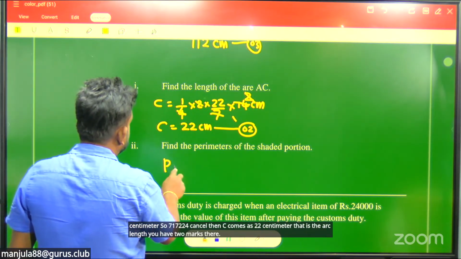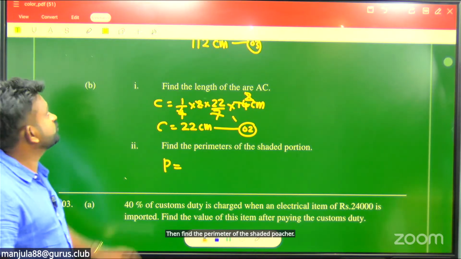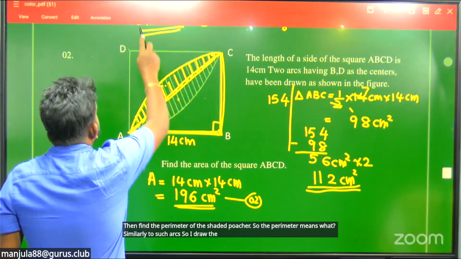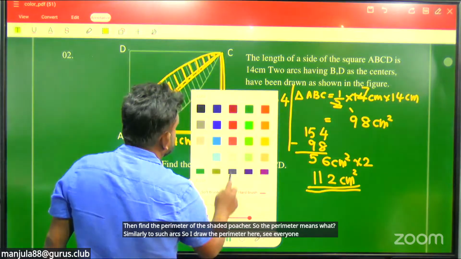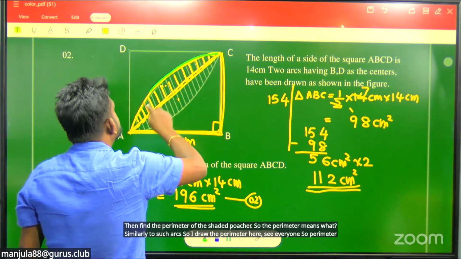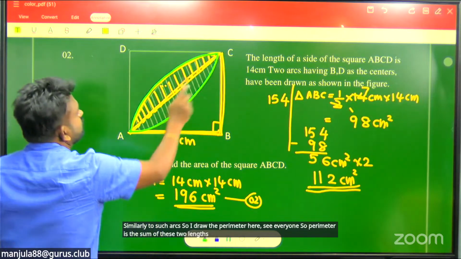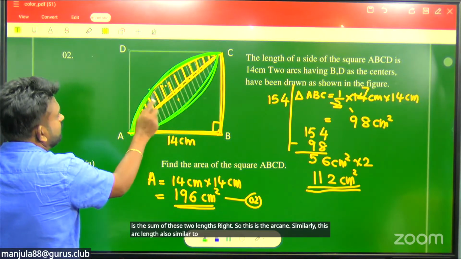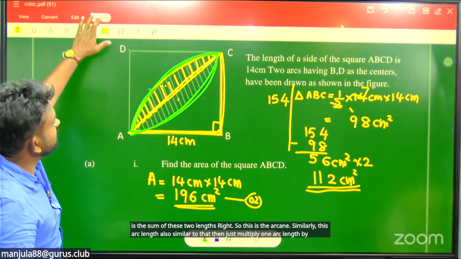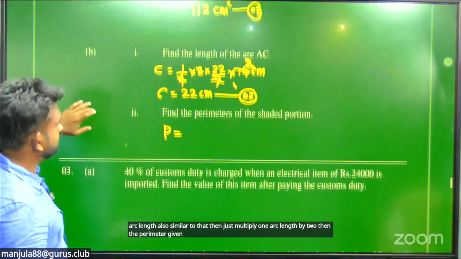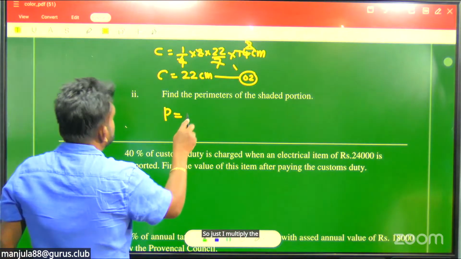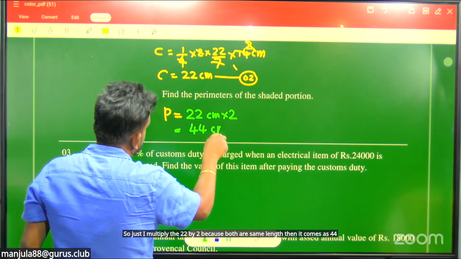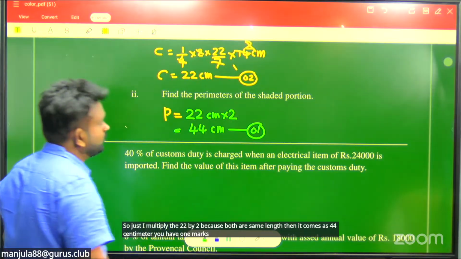Then find the perimeter of the shaded portion. So the perimeter means what? Similarly two such arcs. So I draw the perimeter here, see everyone. So perimeter is the sum of these two lengths. Right, so this is the arc length. Similarly, this arc length also is similar to that. Then just multiply one arc length by 2, then the perimeter is given. So I multiply the 22 by 2 because both are the same length. Then it comes as 44 centimeter. You have 1 mark. So that is the perimeter of that.